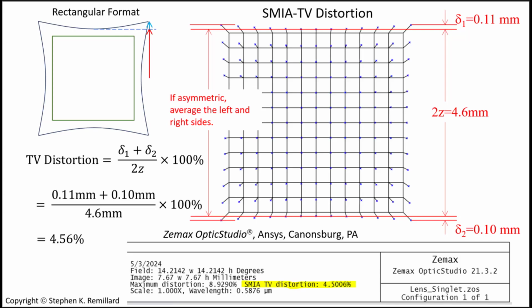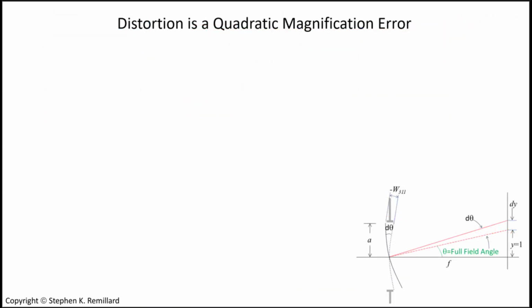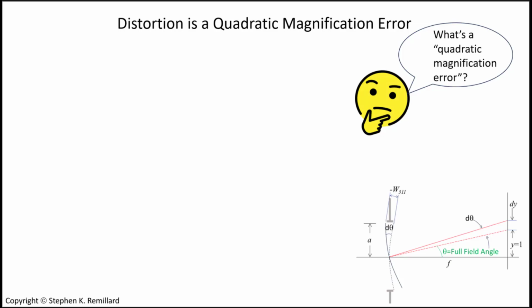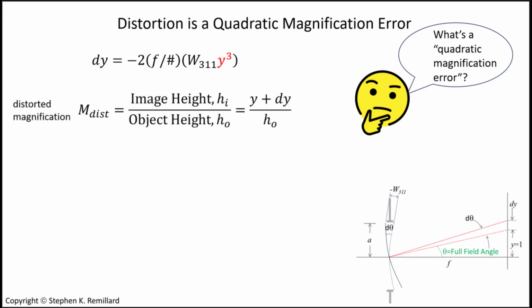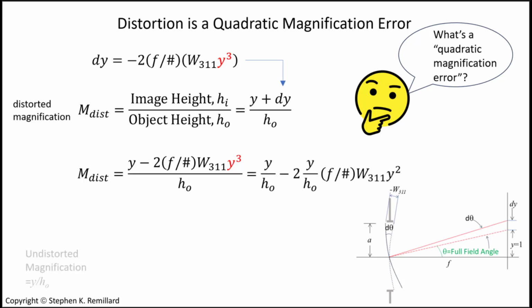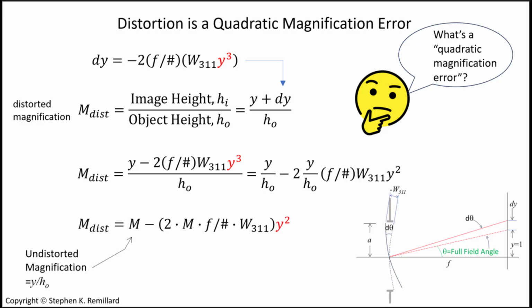The magnification throughout a distorted image is non-uniform. In fact, it depends on the square of the image height. The lateral shift in image location varies as the height of the image cubed, and this changes the magnification. So I'll call m sub dist the magnification with distortion present. With distortion, the height of the image points isn't just y, but rather it's y plus dy. Insert the expression for dy into the magnification, and now it would seem that the magnification varies with image height cubed, but no, factor out the undistorted magnification, y divided by h sub 0, which is constant, and you're left with a quadratic variation of magnification with height on the image plane. And that's why distortion is called a quadratic magnification error.